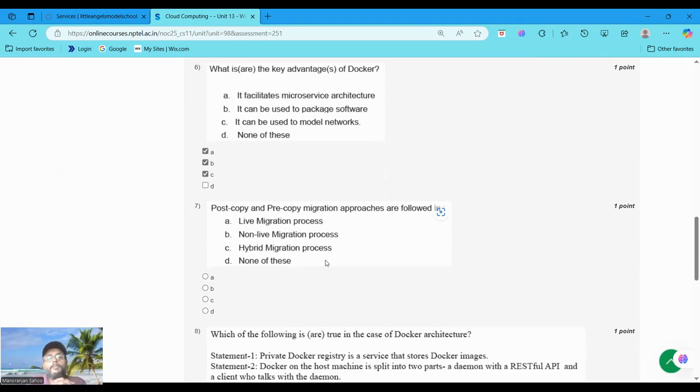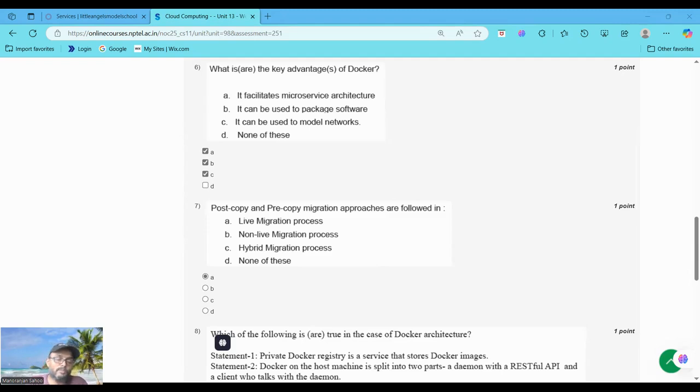Post-copy and pre-copy migration approaches are followed. Post-copy and pre-copy migration approach, that is the live migration process. Question 7, option A, that is called live migration. What do you mean by live migration? Pre-copy means copy virtual memory first, then residual changes, with minimal downtime. Post-copy means transfer critical memory pages first, fetch others on demand. So both are live migration techniques. So we choose option A, live migration.